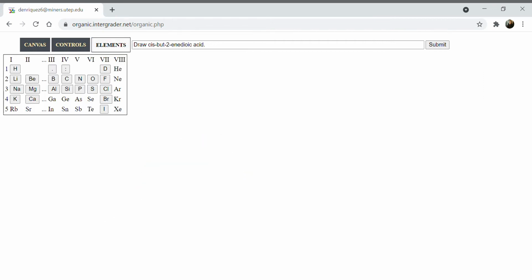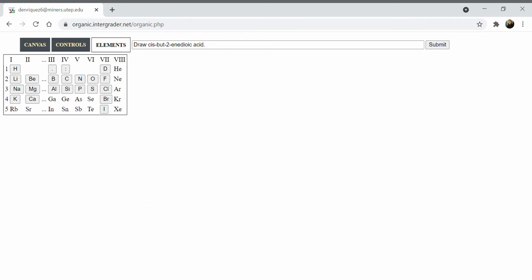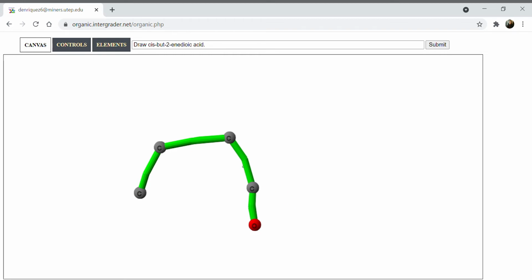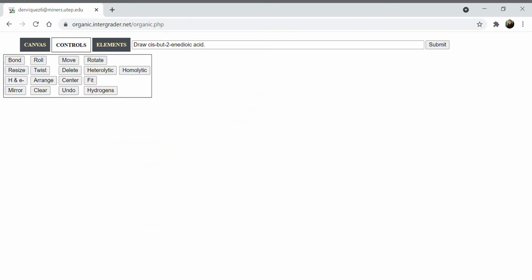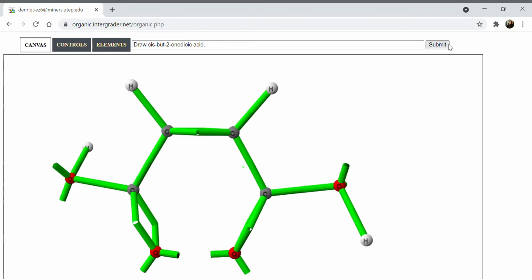So this one we did already. I'll do it really quick. So I see the dioic acid. Let me get my double bond on 2 going to 3, and my oxygens, 1 double bonded, 1 single bond. Cis, same side, so that's it.